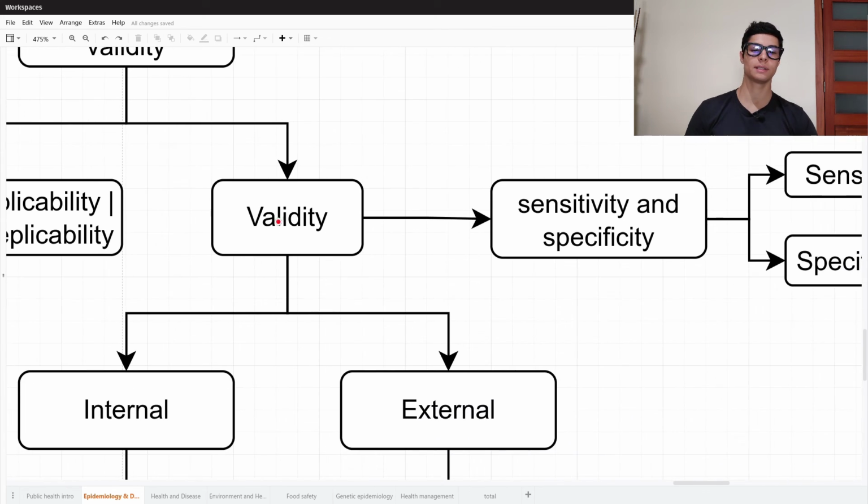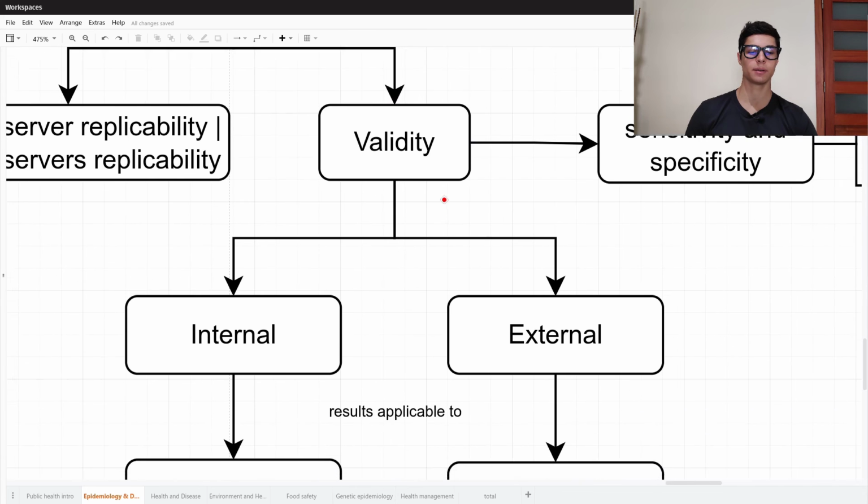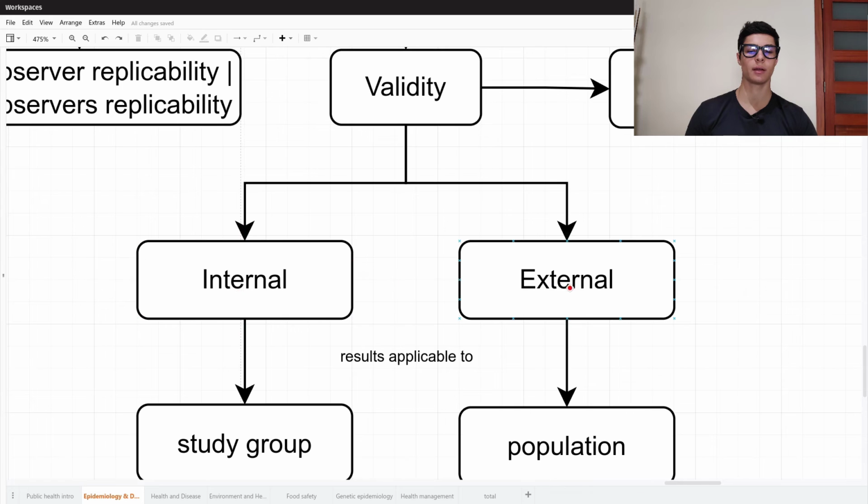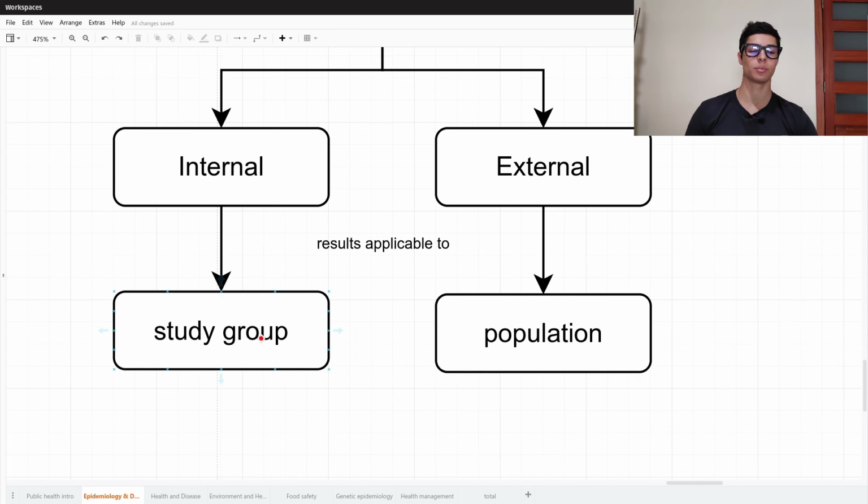And then we have validity. We were talking about validity before, when we said internal validity and external validity; well, this is to make it even clearer. Internal validity is for a study group, and I can say I got this result because I have done my study, my quality study. External validity is for the population, results applicable to the population.